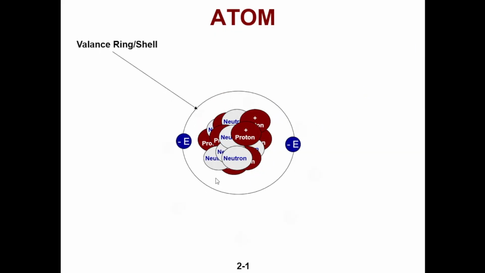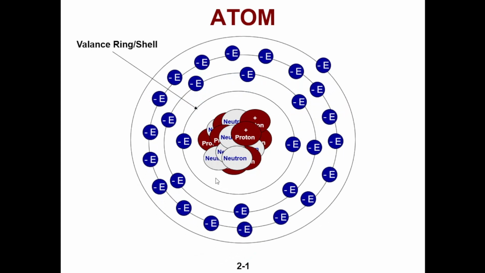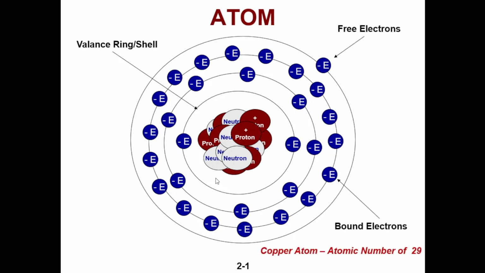Orbiting that nucleus, we're going to have electrons, and these electrons orbit on different levels. That's not really important. The only thing that's really important is this little fella out here on the end, in the upper right-hand corner. He's all by himself, and it can be shared easily. We call that a free electron, while all the other ones are bound electrons. This is important, and I'll show you in a moment what I mean.